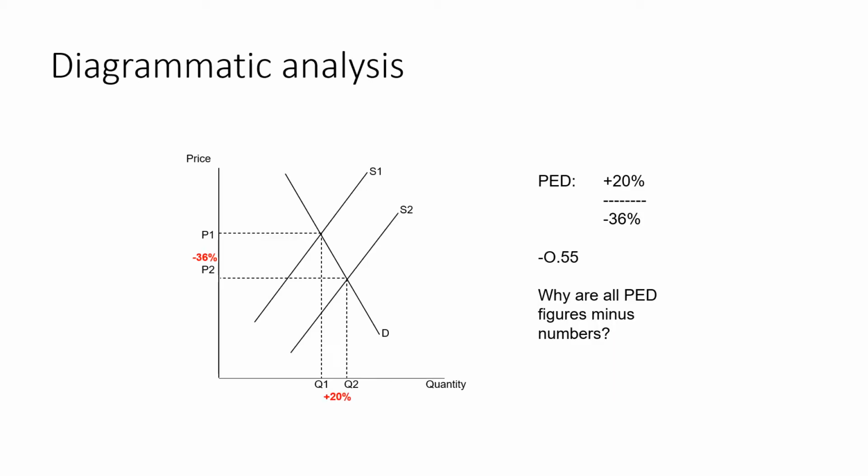So we could illustrate this using a supply and demand diagram. The original equilibrium was P1, Q1. Supply increases because the Finnish government cut indirect tax. So the decrease in price from P1 to P2 caused demand to extend. So the equilibrium quantity rose from Q1 to Q2. If you put the figures into the formula, you can see that the PED value is minus 0.55. So I've asked a question there, why are all PED figures minus numbers? The answer is the demand curve slopes downwards due to the law of demand.